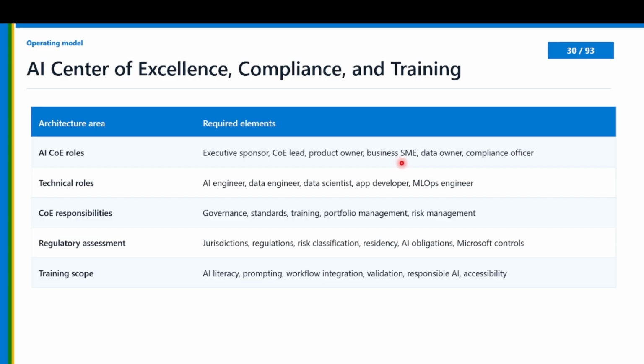Then you need business SMEs. The business SMEs are just like the business owners or the business managers. You need stakeholders from every business department. You need stakeholders from procurement, supply chain, finance, legal team, HR, IT. You will need all these businesses put together. All of them should be part of this Center of Excellence.